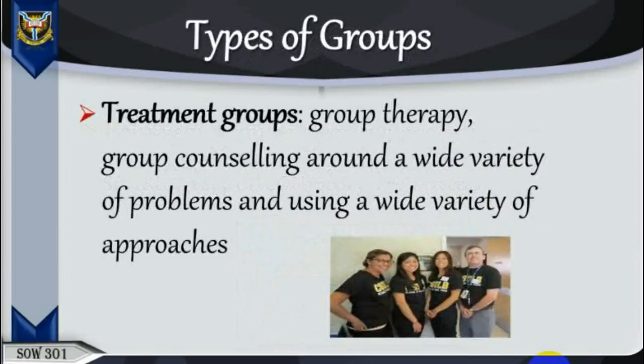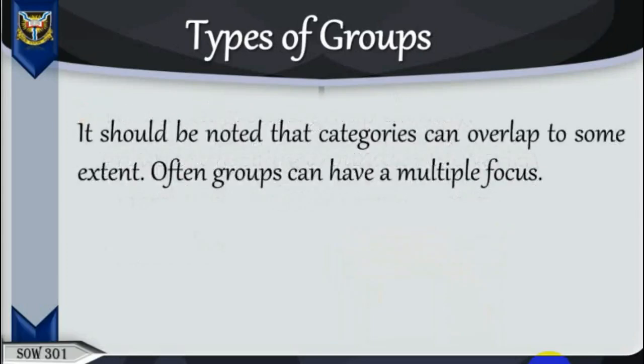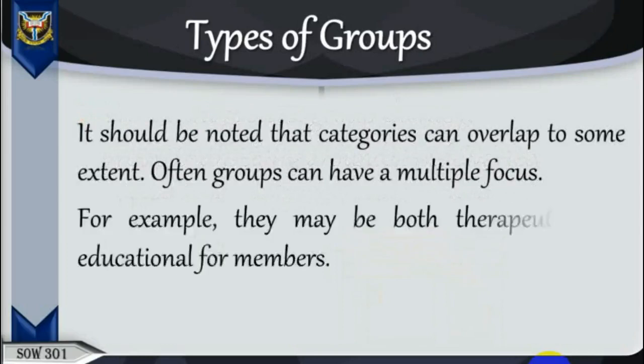and using a wide variety of approaches, such as Gestalt, rational emotive, and transactional analysis therapies. It should be noted that categories can overlap to some extent. Often, groups can have a multiple focus. For example, they may be both therapeutic and educational for members.